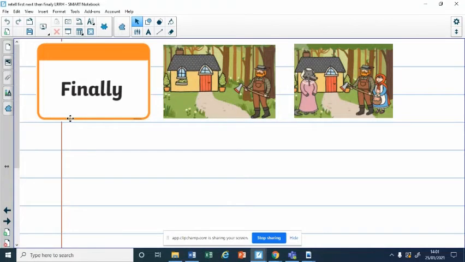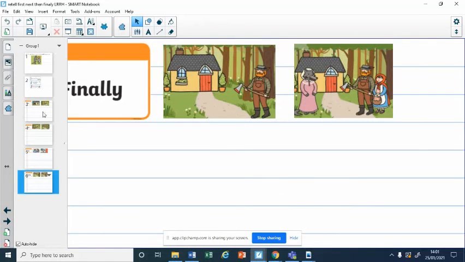Finally, the woodcutter chased the wolf away. In the story that we read, finally, the woodcutter arrived at Grandma's house and the wolf fainted when he saw the axe. So I'd like you to write a sentence for the finally part of the story.